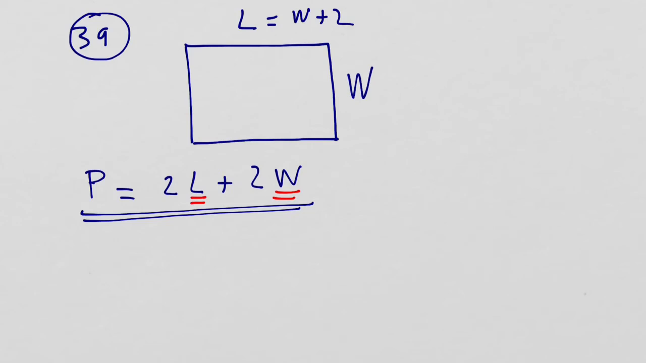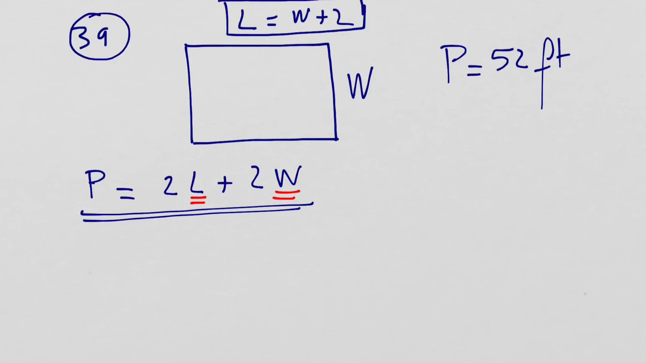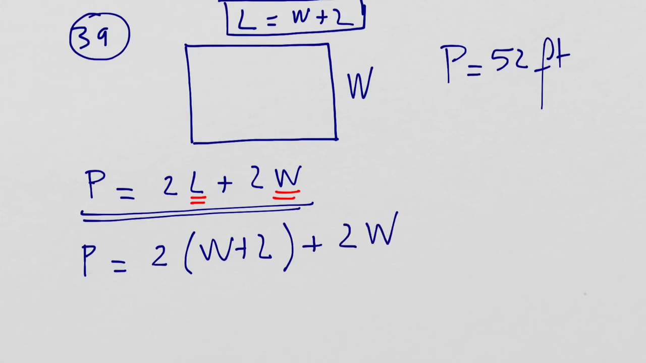In order for me to solve this equation, and I'm not counting P as a variable because they are telling me that the perimeter is 52 feet, if I want to solve this equation, I need to have only one variable. Well, because I have a second equation right there, I'm going to substitute L by W plus 2. So my perimeter is going to be 2 times W plus 2, plus 2W. Now, I end up with 52 equals 2W plus 4 plus 2W.